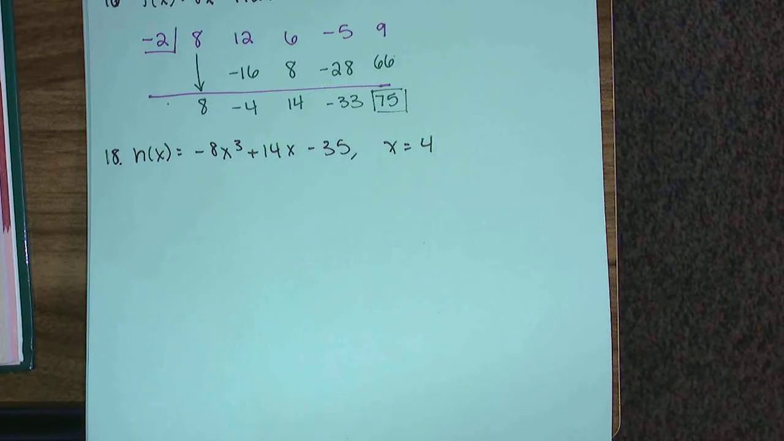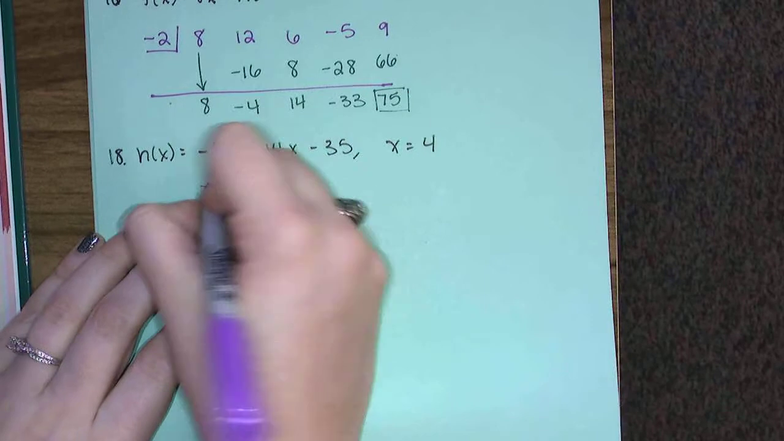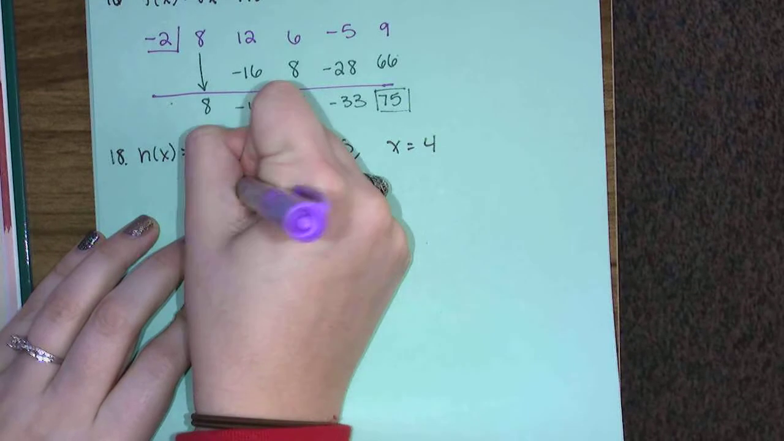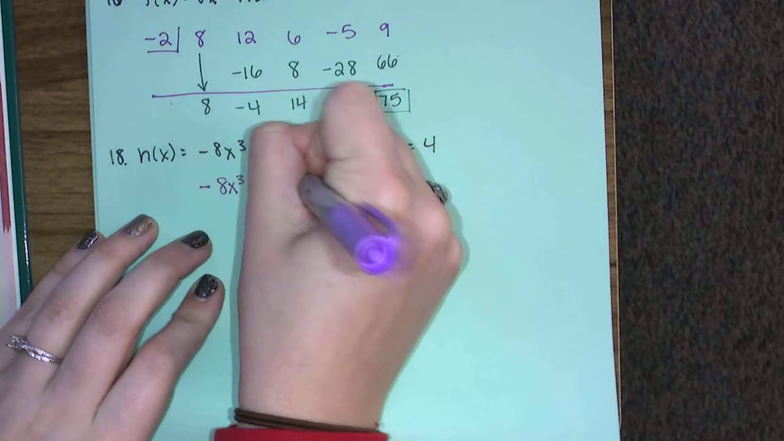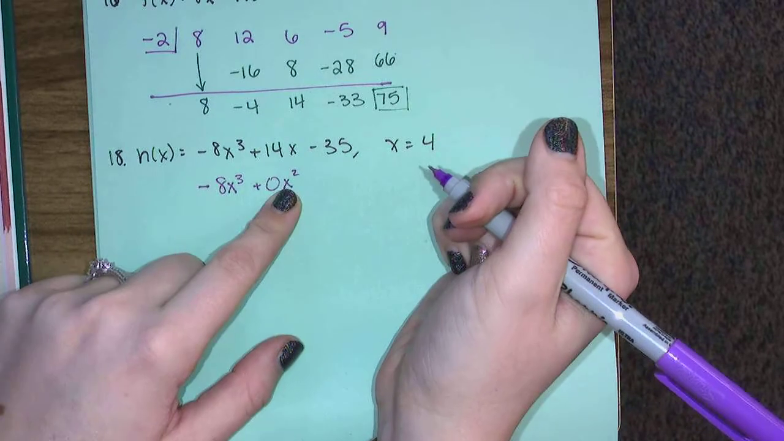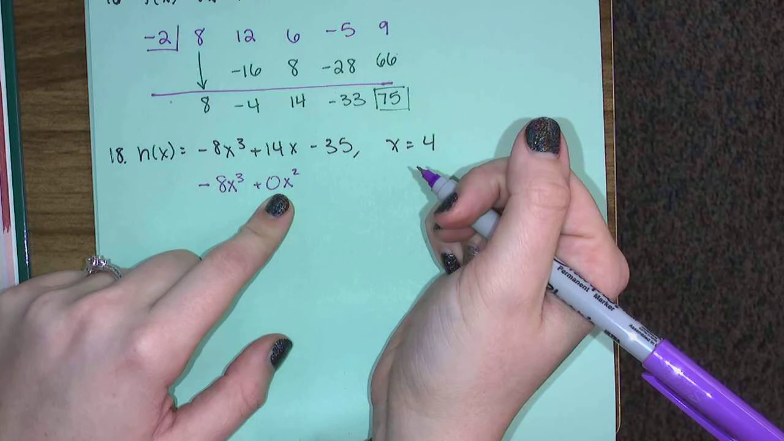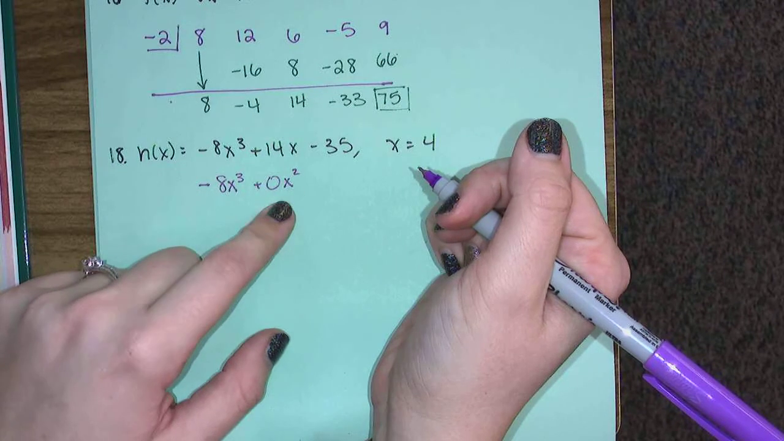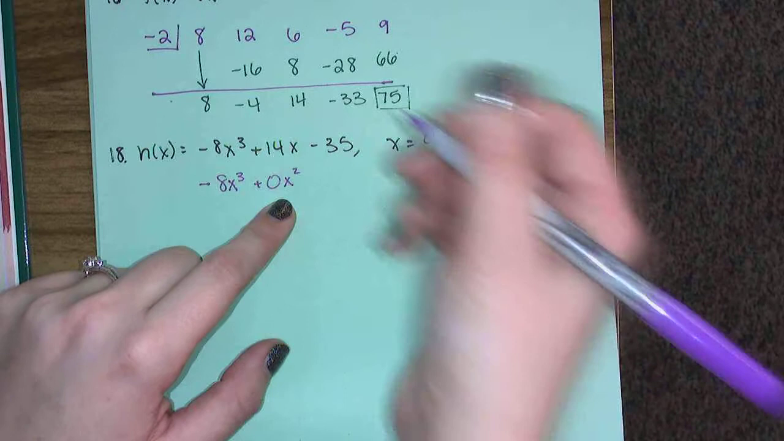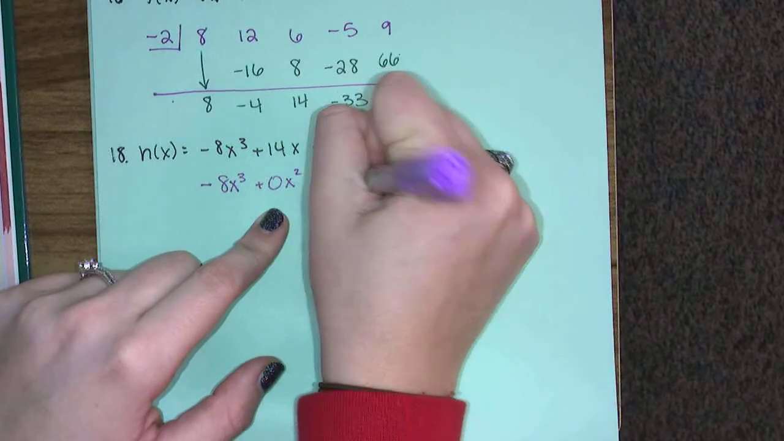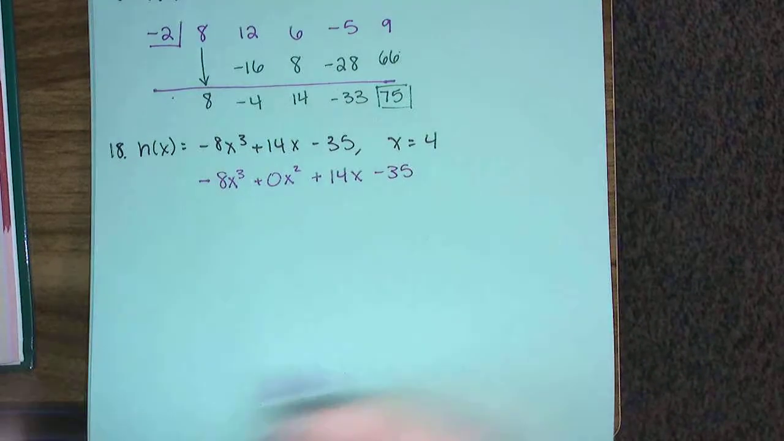So while you're getting used to it, just so you don't forget, you technically don't have to do this, but I would go in and write in negative 8x cubed plus 0x squared, just so you don't forget to write that term. A lot of people will forget that, especially when you first start out, so I would write this step, but I will not require you to. Plus 14x minus 35. So now somebody tell me how to set up the table.